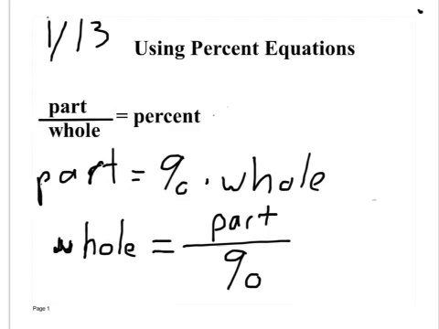So from one equation, part divided by whole equals percent, I get 3 equations. All I did was times both sides by whole to get part by itself. All I did here was divide both sides by percent to get whole by itself. So you need to decide which equation you're going to use by the type of question.